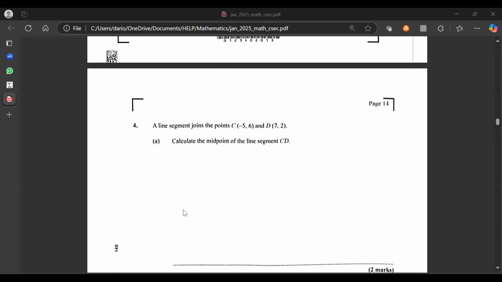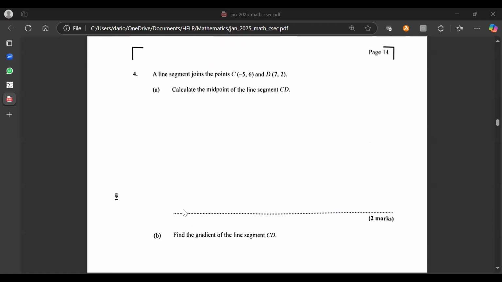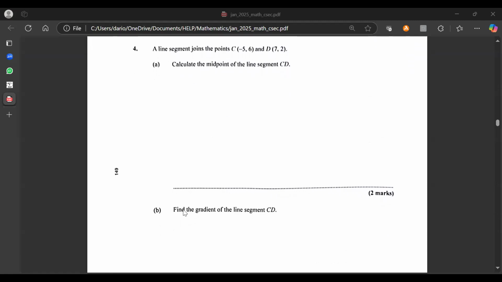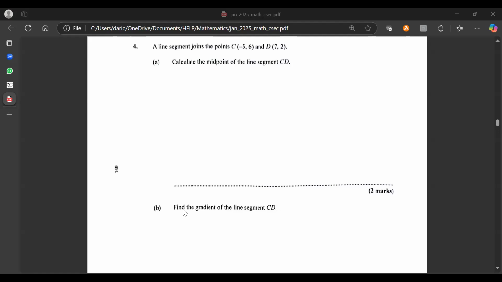Right, so as I move to the next question, please remember the 2 points. Point C, write it down in your book. Point C is negative 5, 6, and point D is 7, 2. So we just found the midpoint on the line. Now we want to find the gradient of the line. Now, anybody remembers what's the formula for gradient?